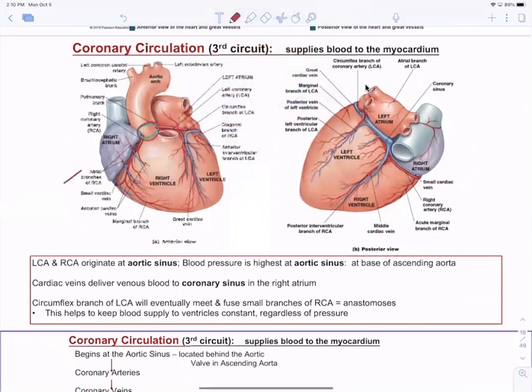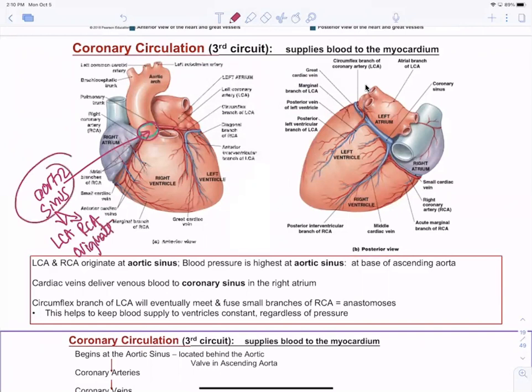This right here is called the aortic sinus, where left coronary artery and right coronary artery originate. So the aortic sinus is where the right and left coronary arteries originate. And so that's left coronary artery and that is right coronary artery. Right, it looks like I'm pointing to the vein. Let's do a little bit darker, shall we? This is left coronary artery. And this right here is right coronary artery.